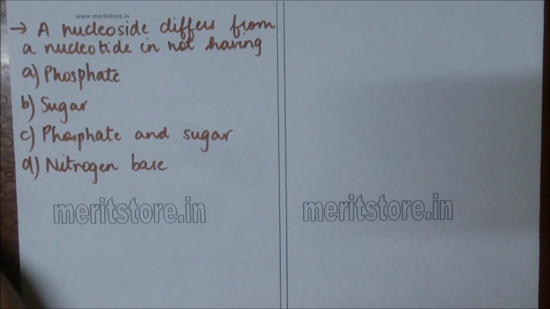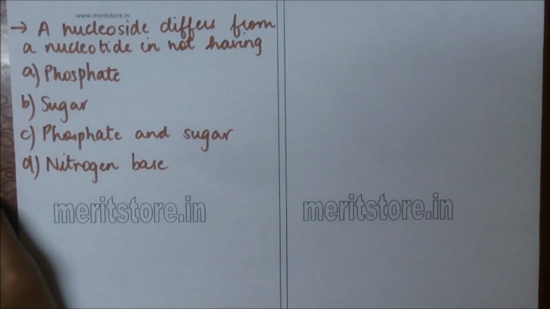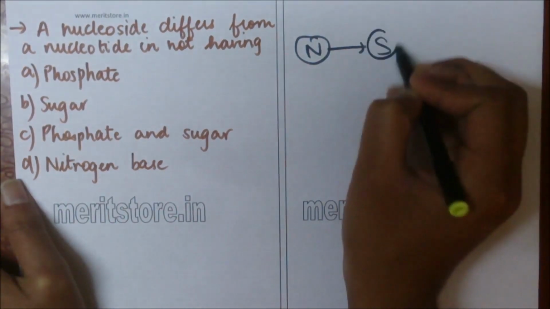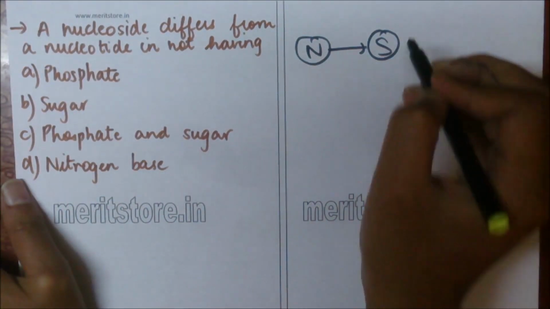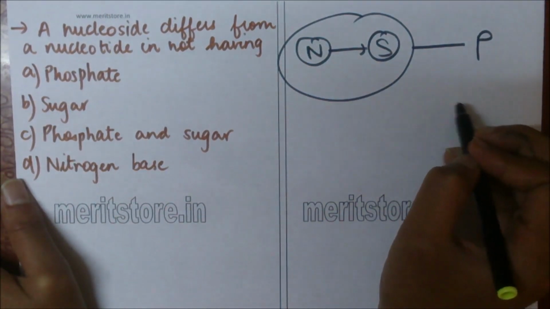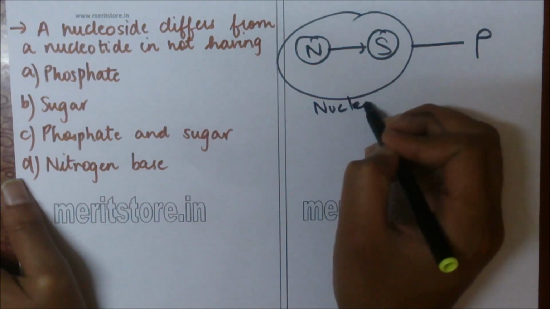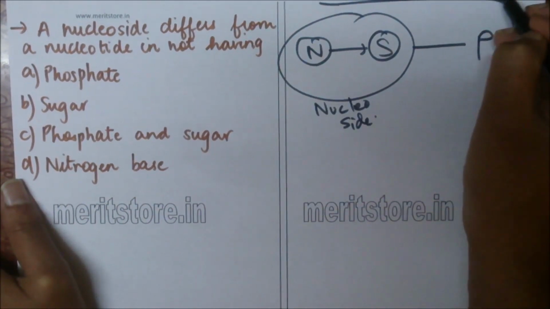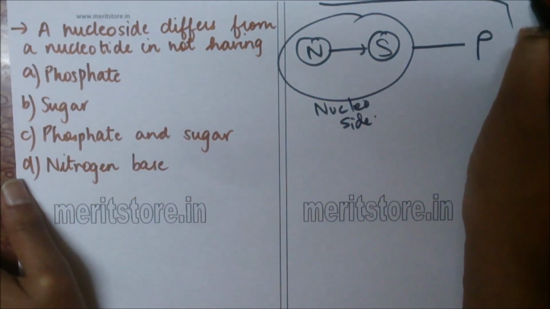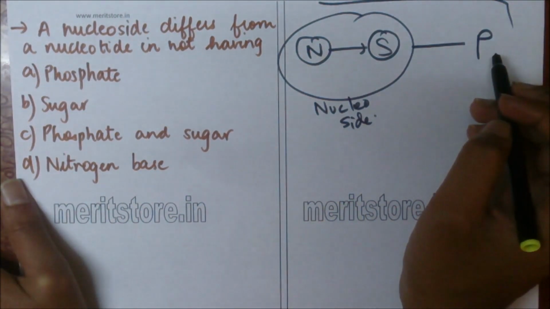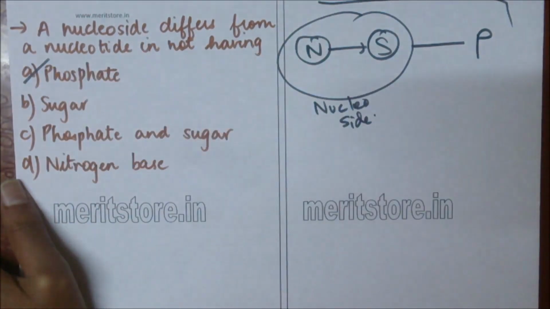So as there are four types of nitrogen bases, four different types of nucleotides can be found. Option D. A nucleotide differs from a nucleoside in not having A. phosphate, B. sugar, C. phosphate and sugar, D. nitrogen base. When a nitrogen base is attached to a sugar, it forms a nucleoside, and when a nucleoside is attached to a phosphate, it forms a nucleotide. So this is a nucleoside, and this whole is known as a nucleotide. So the presence or absence of phosphate differs the nucleoside and nucleotide. So option A is the correct answer.